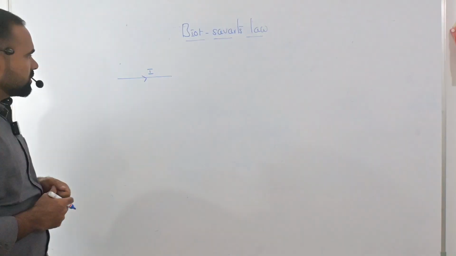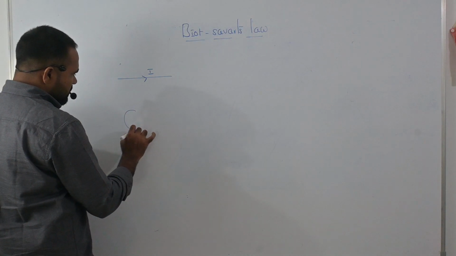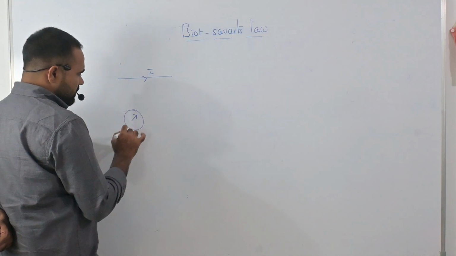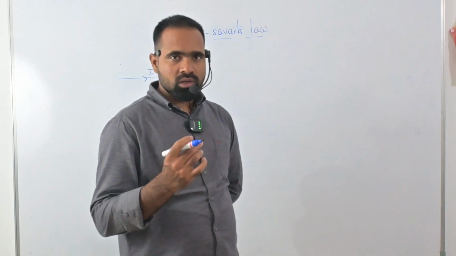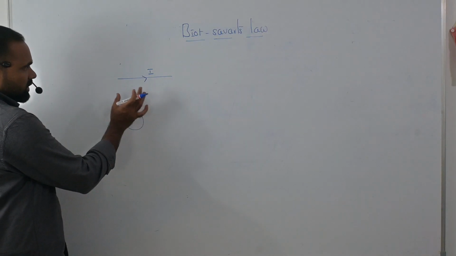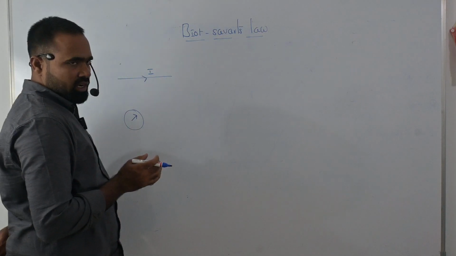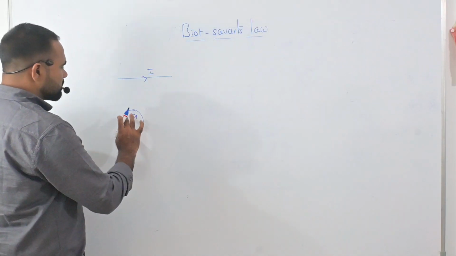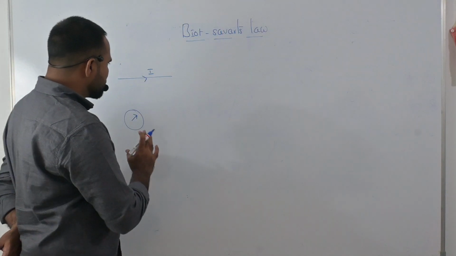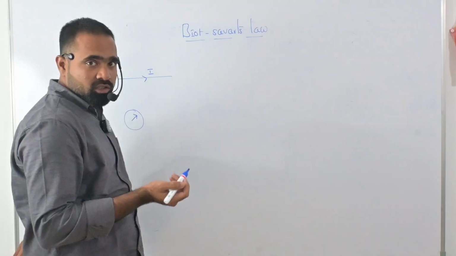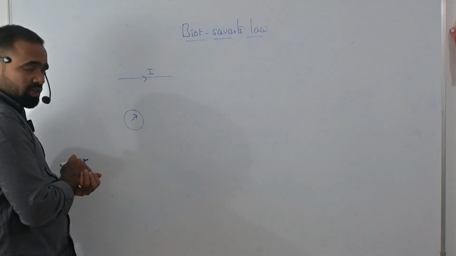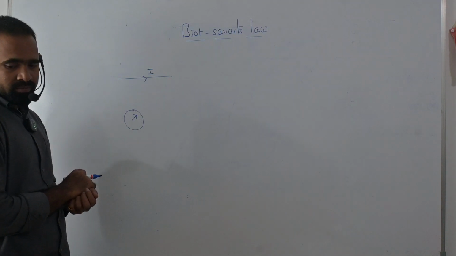He placed a compass box. Do you know what a compass box is? A compass box is used to measure the directions: east, west, north and south. This compass needle he placed near the current carrying wire, and the needle was deflected around the direction of the current. So he observed that something is associated with the current carrying wire. That is called a magnetic field.